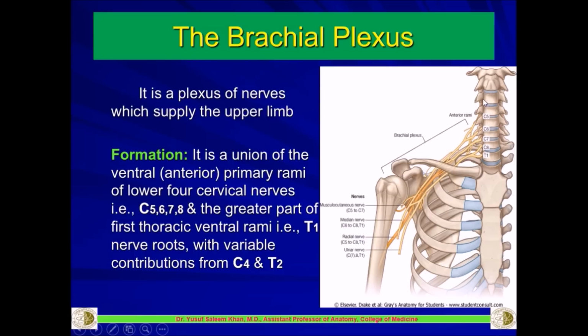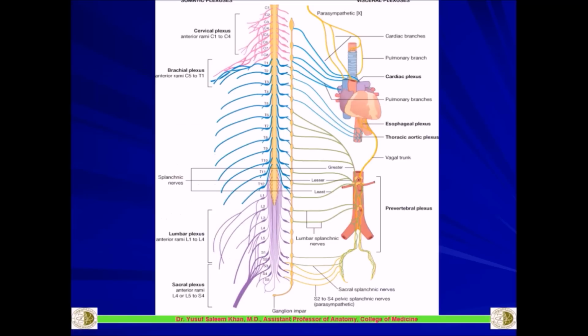Upper four will be C1, C2, C3, C4, and the lower four of the cervical nerves are C5, C6, C7, C8, which are coming from the spinal cord, and there is also contribution from T1. So this is the root value of the brachial plexus: C5, C6, C7, C8 and T1. Whenever they ask you the root values, you should be able to tell that the root value of the brachial plexus is C5, C6, C7, C8 and T1. So here they have mentioned ventral or anterior primary rami. So what does it mean?